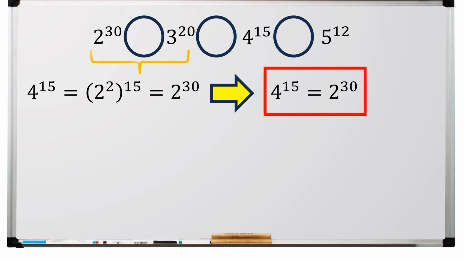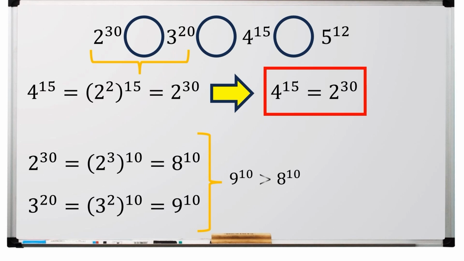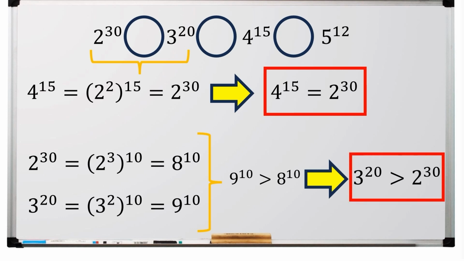Let's compare 2 power 30 and 3 power 20. We can rewrite 2 power 30 as 2 power 3 power 10, which is 8 power 10. And like that, we can write 3 power 20 as 3 power 2 power 10, which is equivalent to 9 power 10. By simplifying the equations, we can easily compare them to each other. It is obvious that 9 power 10 is greater than 8 power 10. According to this inequality, 3 power 20 is greater than 2 power 30.